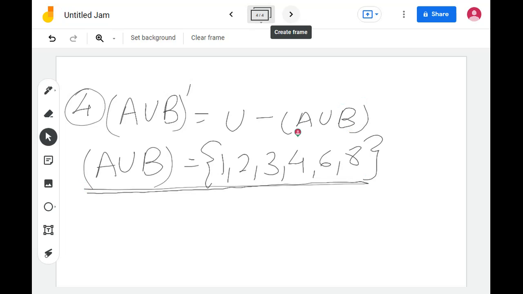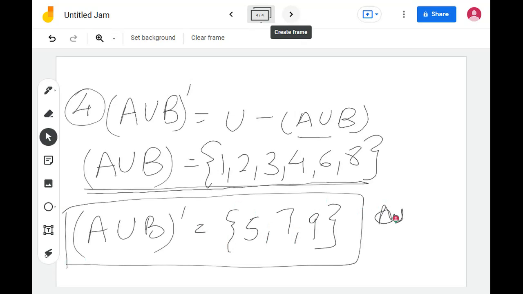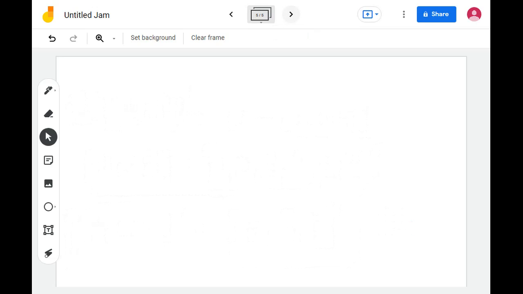So we get the A union B complement. Union is 1 2 3 4 5 6 7 8 9 and our A union B is 1 2 3 4 6 8. So what we get is 5 7 and 9. This is A union B complement, the answer of the fourth part of question number 1. Now we shift to the fifth part, the last part of the question.